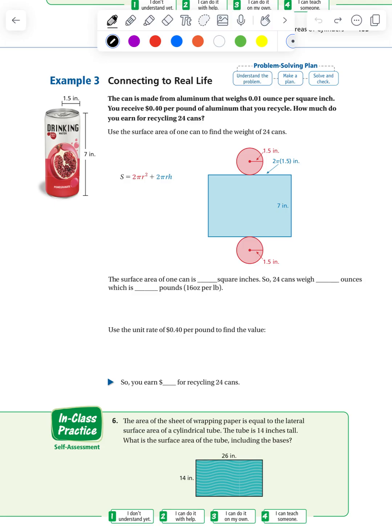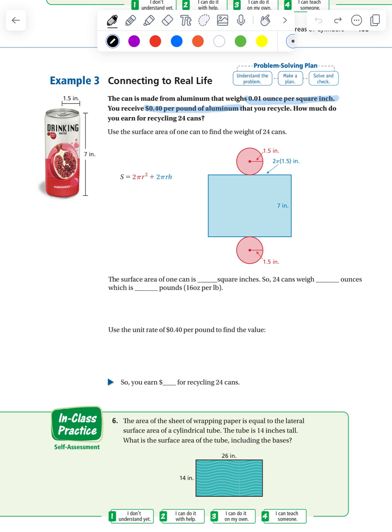All right, last example, guys. It's a word problem. It says the can is made from aluminum that weighs 0.01 ounce per square inch. You receive 40 cents per pound of aluminum that you recycle. How much do you earn for recycling 24 cans? Okay, this is gonna be multiple steps. Our first step is to find the surface area, which will give us the square inches. Then we need to find how many pounds that is, knowing that there are 16 ounces in a pound. Then we need to find how much it costs.